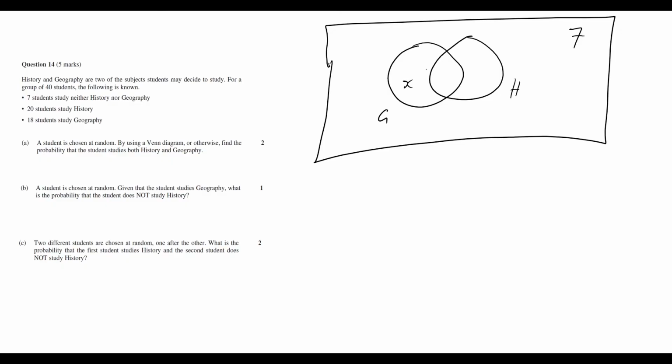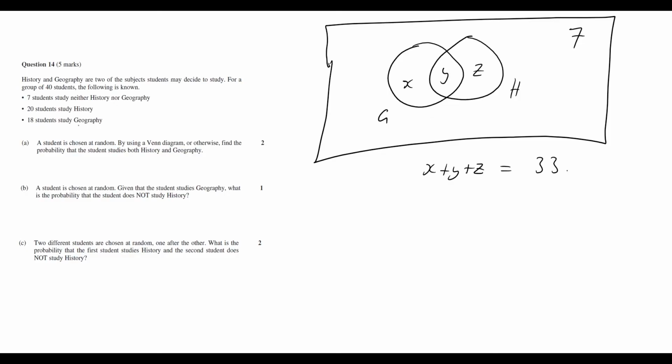So we'll say that X people study only geography, Y people study both geography and history, and Z people study only history. So what we can say now is that X plus Y plus Z must be equal to 33, since we know that there's 40 students in total, and we know that there's 7 on the outside, so that means there's 33 left over in these 3 different sections here. Okay, what else do we know?